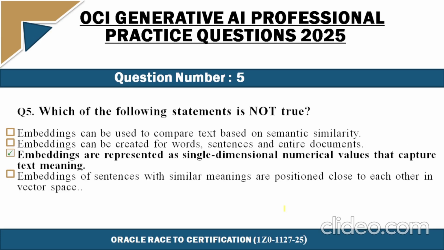And the question 5 is, which of the following statements is not true? So the correct option is option C. Embeddings are represented as single dimensional numerical values that capture text meaning.